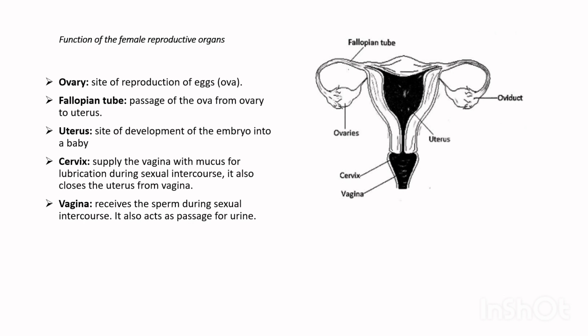The function of the vagina is to receive sperm during sexual intercourse. The function of the vagina is to simply receive sperm during sexual intercourse. And that's all about this unit.